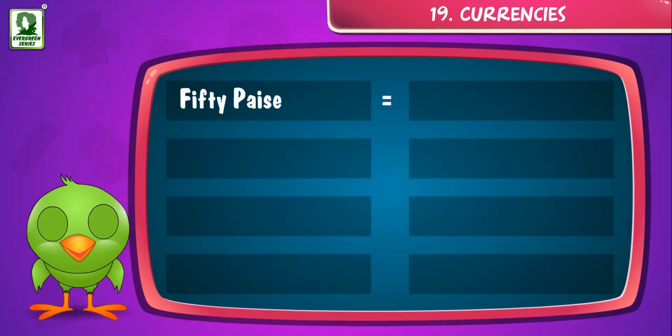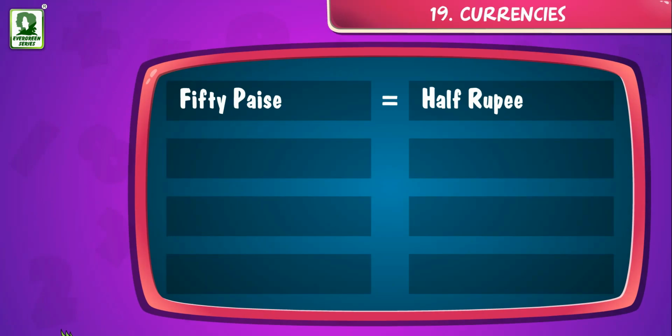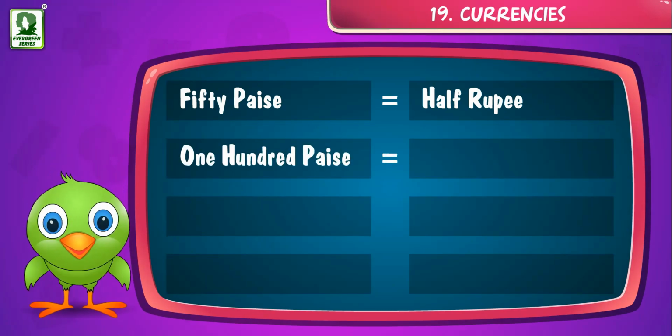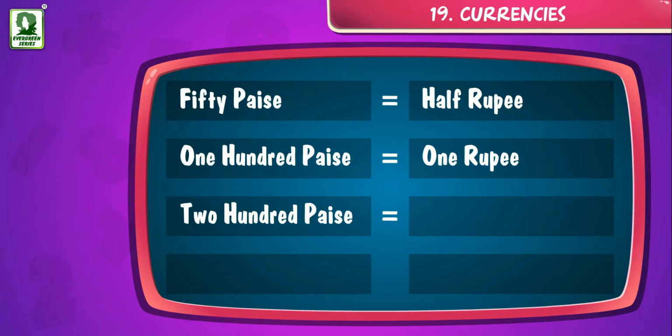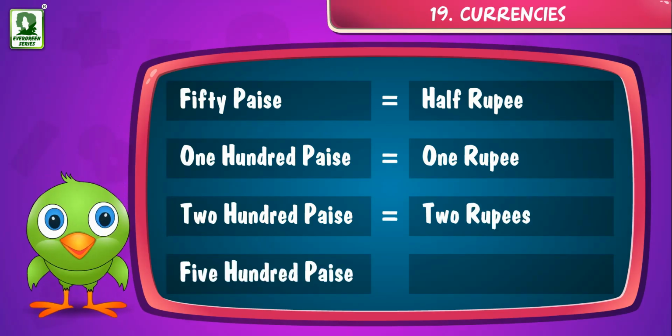50 paise is equal to half rupee. 100 paise is equal to 1 rupee. 200 paise is equal to 2 rupees. 500 paise is equal to 5 rupees.